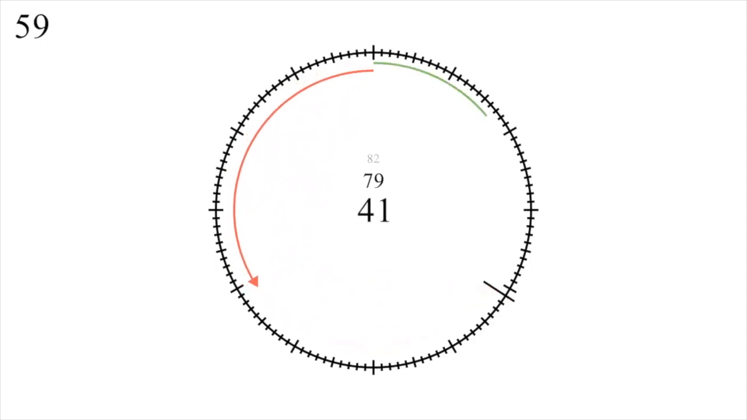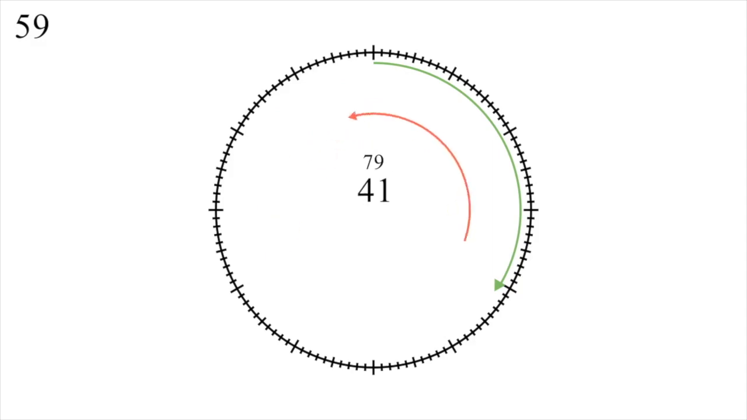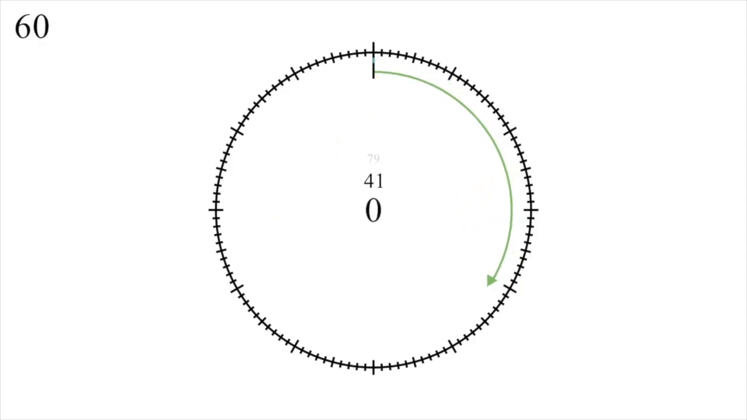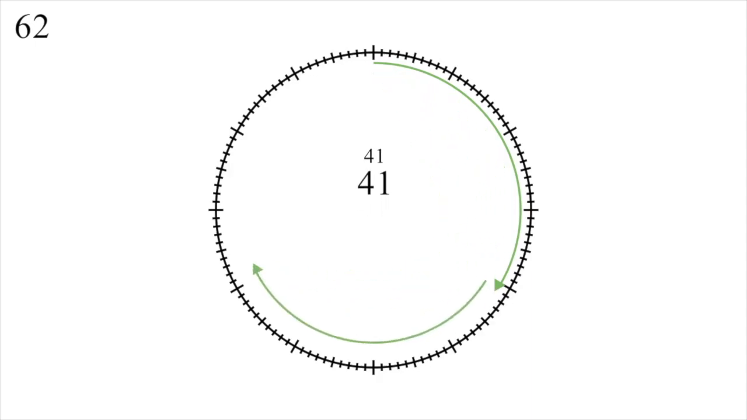Check this out. Wait. It's gone to zero now. This happens only twice during the entire cycle. This is the only other zero other than the initial one. And now it's gone. Aww.